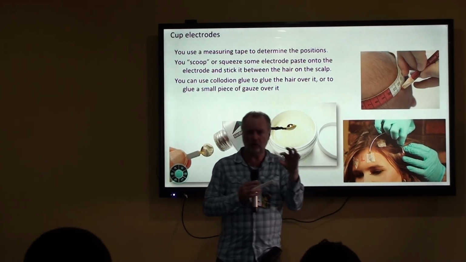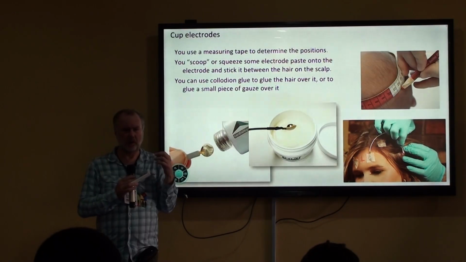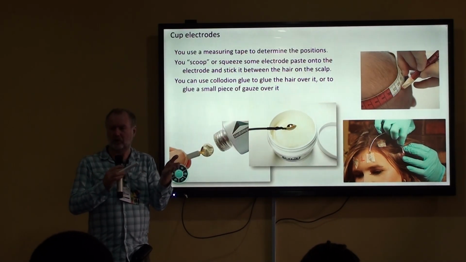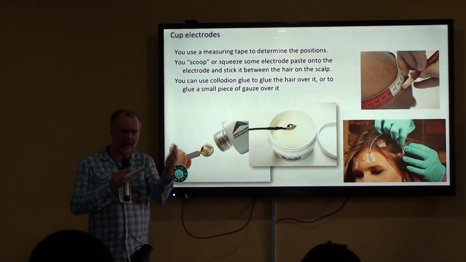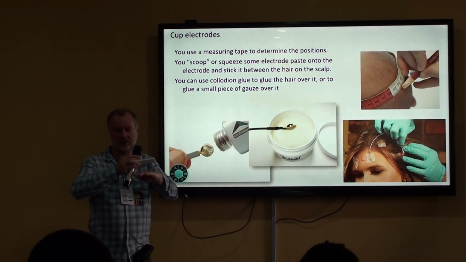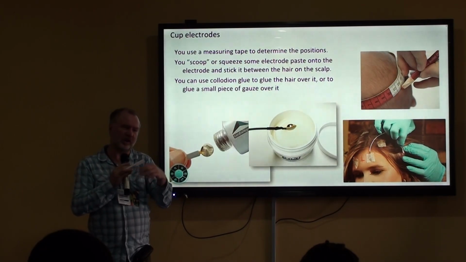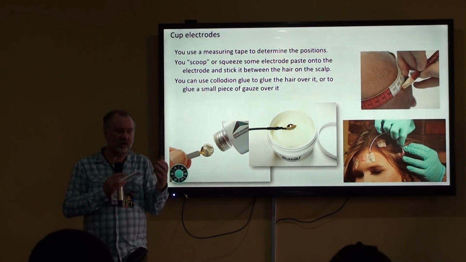We sometimes use gauze, and then we use collodion. Collodion is a special type of glue, and sometimes we'll just use the hair. So we basically take the electrode and then we fold the hair over the electrode. We fold the hair from the other side and then we glue the hair. And then afterwards you need acetone to get the hair loose again. But the advantage is that it really sticks well.